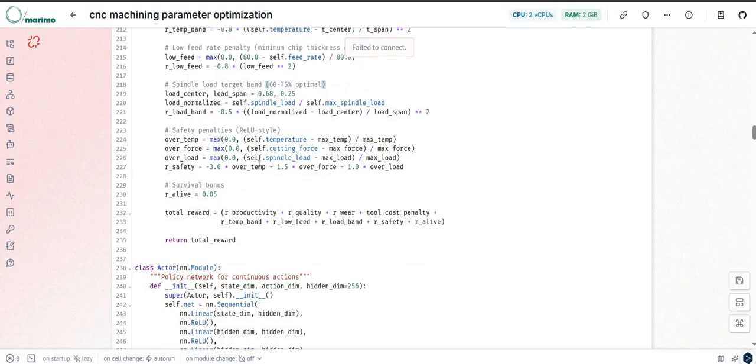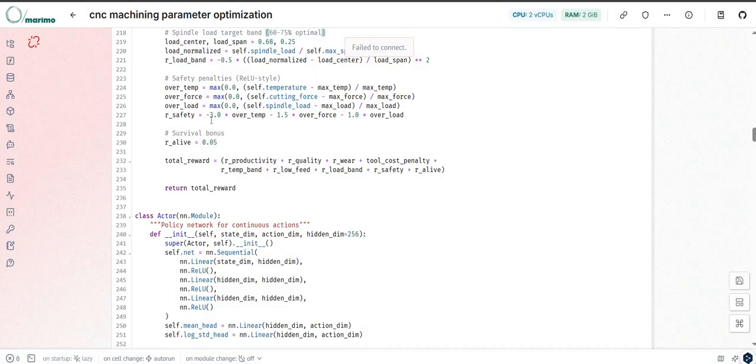On top of this, we include explicit safety penalties if the temperature, cutting force, or spindle load exceed their maximums. We calculate how much they overshoot as a fraction of the limit. Then we apply penalties: minus 3 times the temperature overshoot, minus 1.5 times the force overshoot, and minus 1 times the load overshoot. This acts like a hard pushback against unsafe operating conditions.